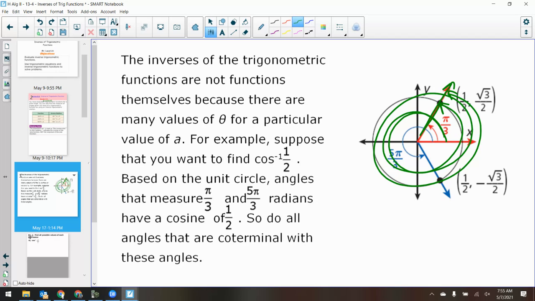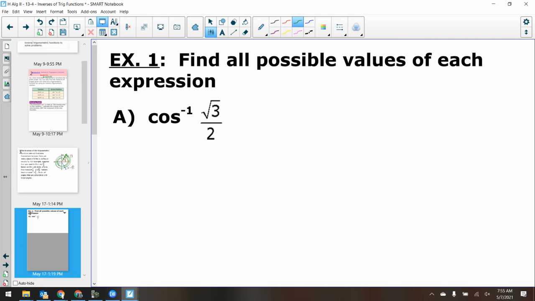Okay? So let me ask you this. If I have the inverse cosine of radical 3 over 2, my question is, where on the unit circle do you see that cosine? Look at your unit circle. Where on the unit circle do you see the x value of radical 3 over 2? 30 degrees? Where else? 330.